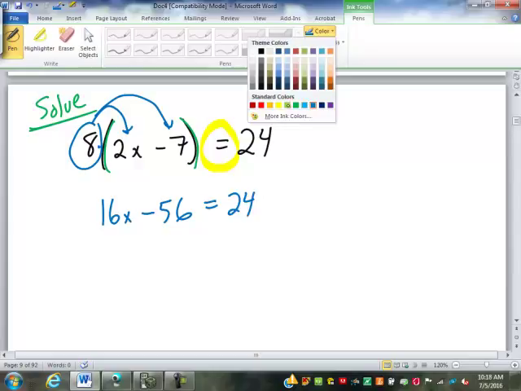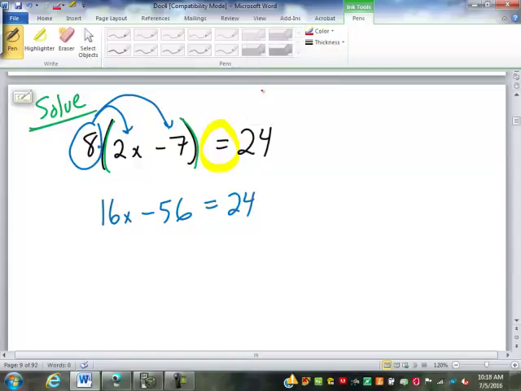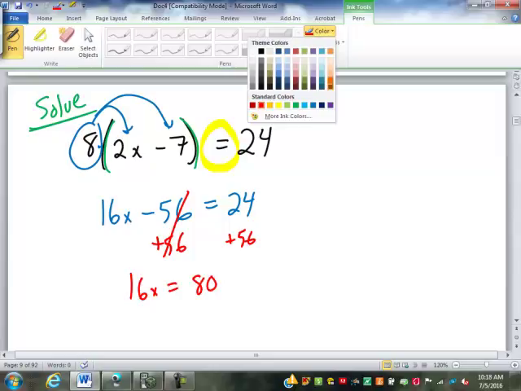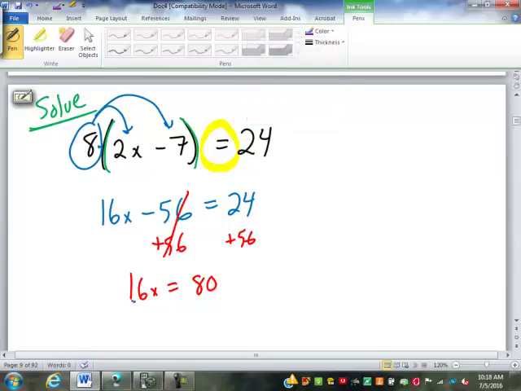Now we've reduced this equation to something that we've looked at before. What do we have to do? We're going to add 56, right? So we're left with 16x equals 80. And then divide by 16. X equals 5. And we could go back and put 5 in for the x and make sure that works, and it will. I'll leave it up to you guys to make sure that works.